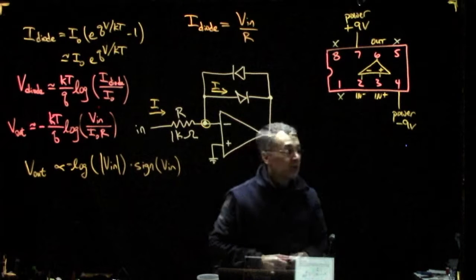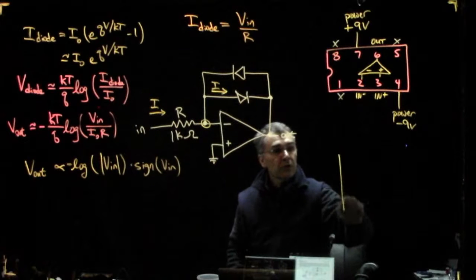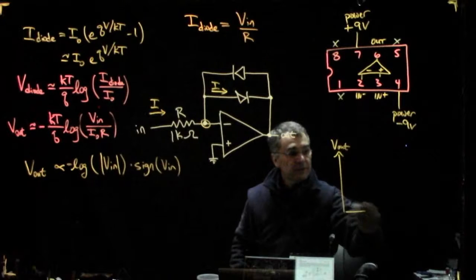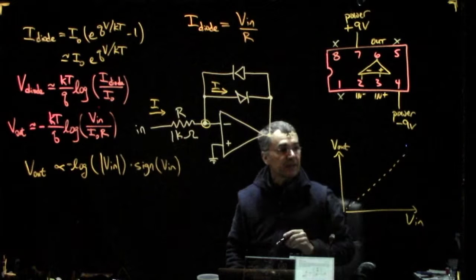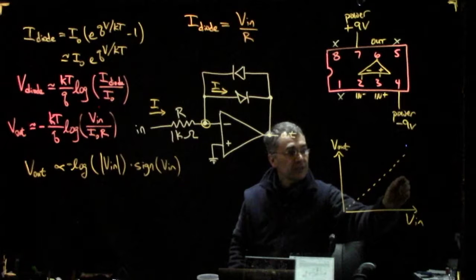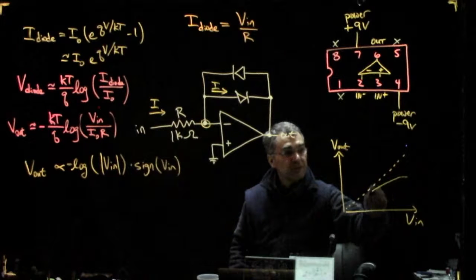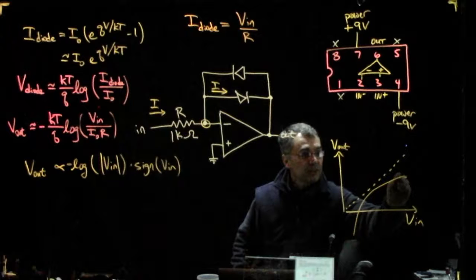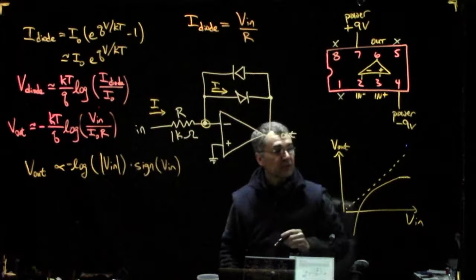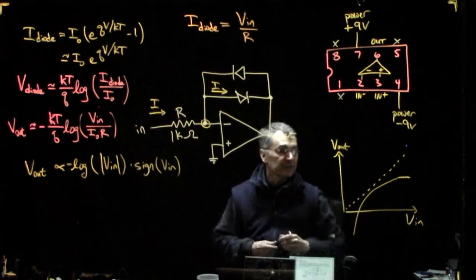So if this is V out and this is V in, and the output were proportional to V in, you'd have a nice straight line. Instead, you have the output proportional to the logarithm of V in. The logarithm function has a slope that becomes small here, and then its slope becomes very big here. As V in gets big, V out will appear proportionally smaller. It'll increase at a smaller and smaller rate. But as V in becomes small, V out is kind of exaggerated.